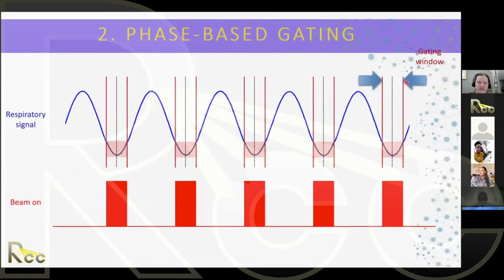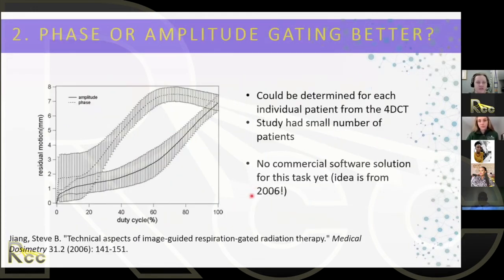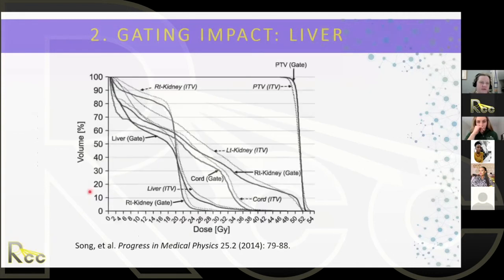You can also do phase-based gating, where you say, okay, if I have the inhale phase and the exhale phase, I want to just gate on these phases. And the same idea, you'll have the beam on during here. Which one's better? There's one paper out there, not too many patients, but it shows that if your duty cycle is below 30%, and you have amplitude-based gating here and phase-based gating here, for low duty cycles, amplitude-based gating is generally the better one.